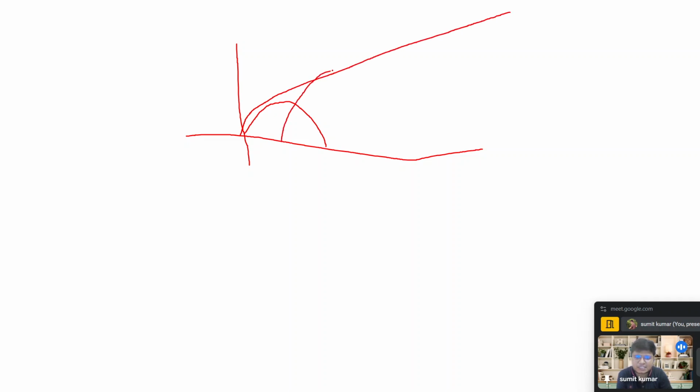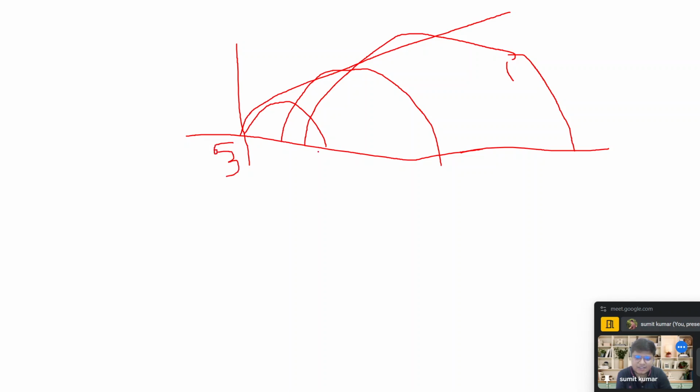Suppose this is the failure envelope, and when we draw a Mohr circle, these lines are quite confusing. This value is sigma 3, and this value is sigma 1, then again sigma 3 dash and sigma 1 dash. In this way, we are drawing earlier sigma 3 double dash and sigma 1 double dash.